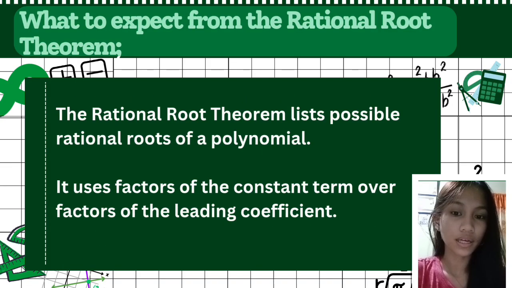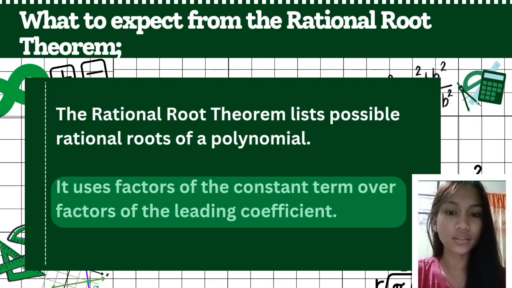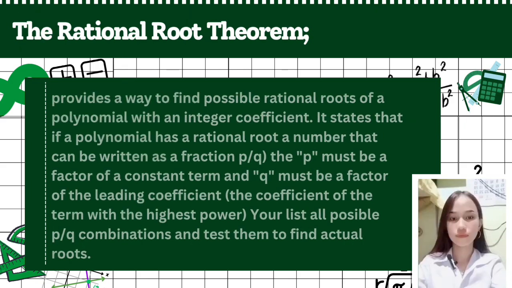f(x). The rational root theorem lists possible rational roots of a polynomial. It uses factors of the constant term over factors of the leading coefficient.